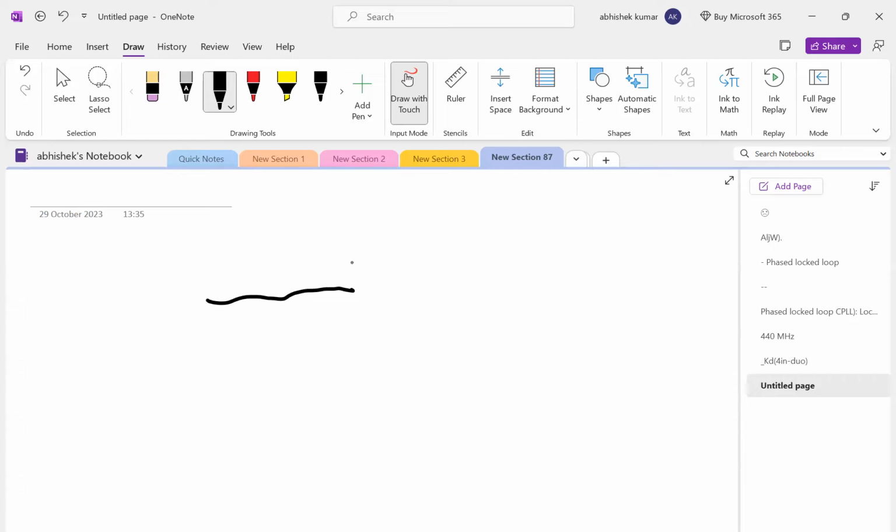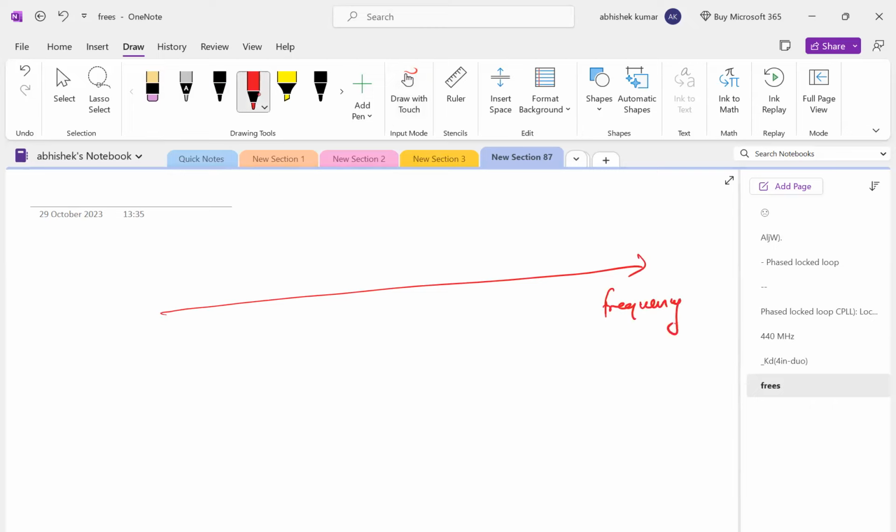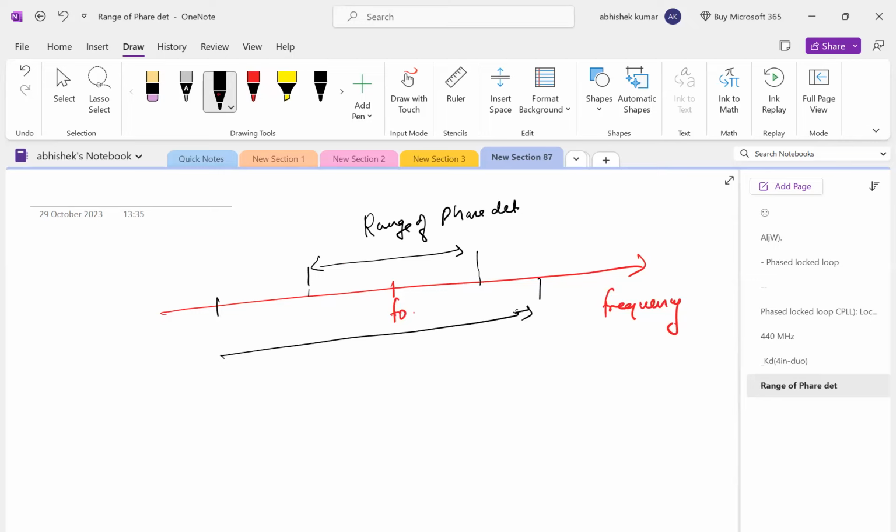Suppose this is your frequency, and this is your F naught, and this is your range of the phase detector. Now we have the VCO adjustment range.